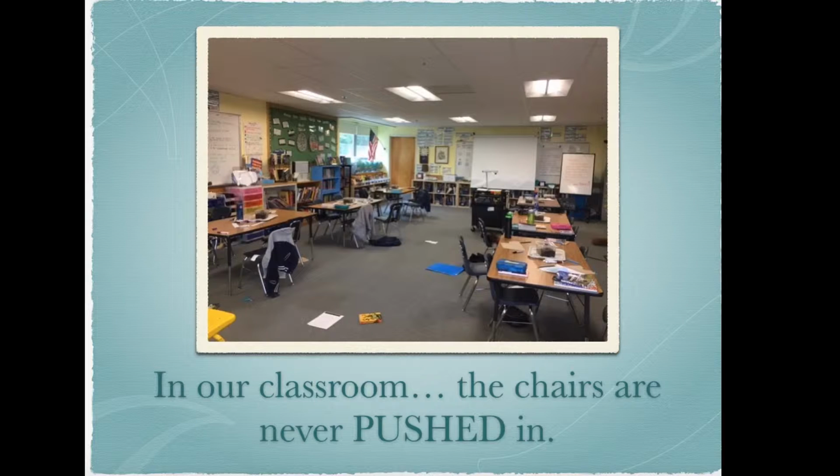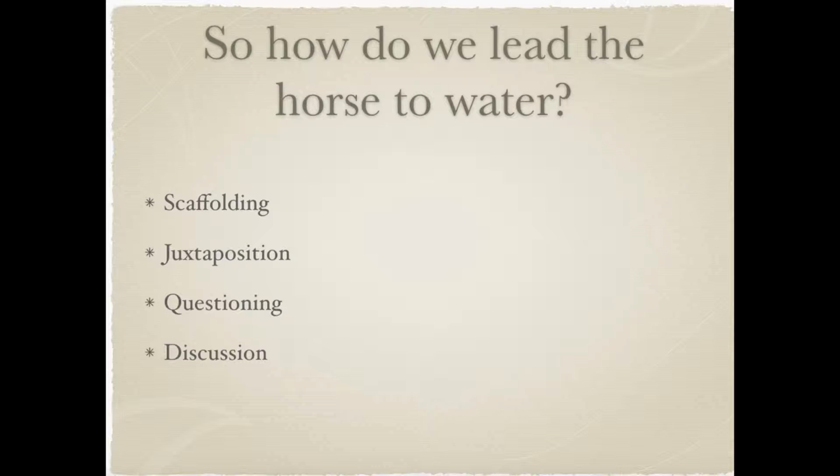How can we help them find this problem? In our classroom, the chairs are never pushed in, but we didn't want to have this problem ready to go. We wanted the kids to identify the problem and have ownership over the problem and the solutions. So that's where the juxtaposition, the scaffolding, the questioning and the discussion come in. How do you do that in a junior primary setting? Well, you can do it in lots of different ways. You can do it with pictures, as Bob's shown.